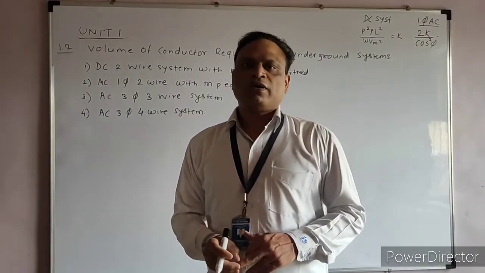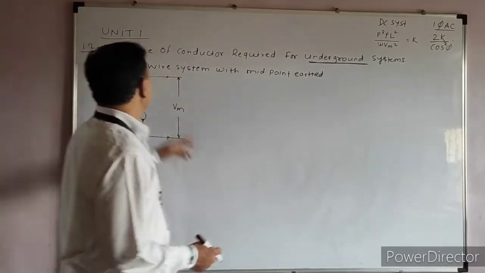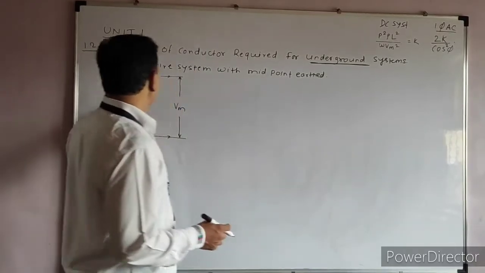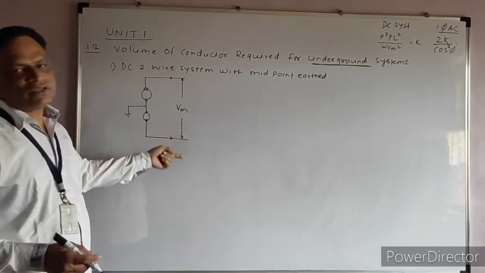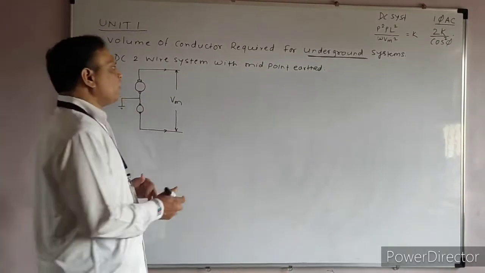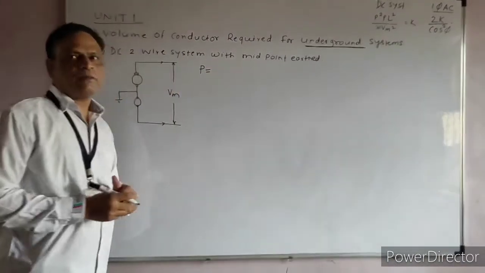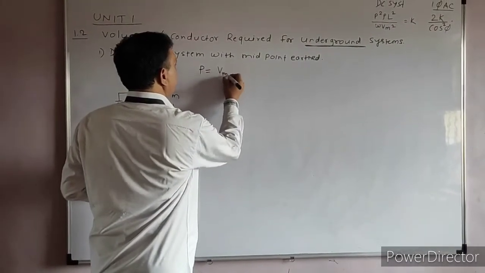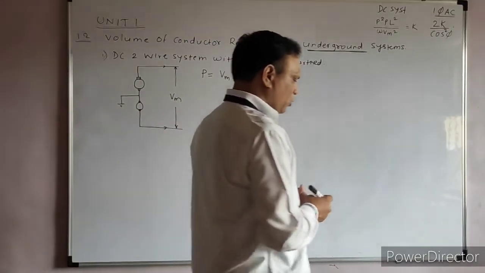So now at first we will see the DC 2-wire system with midpoint earth, and what volume is required for transmission. We are now going for the underground systems where we have taken the DC 2-wire system with midpoint earth. Midpoint earth means we are not going to use this wire. We are considering the voltage between these two conductors, so the voltage between these two conductors is Vm. Our steps will remain the same as per our previous assumptions. P is nothing but Vm into I. This is the value of the power to be transmitted.